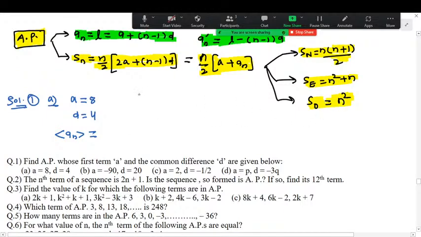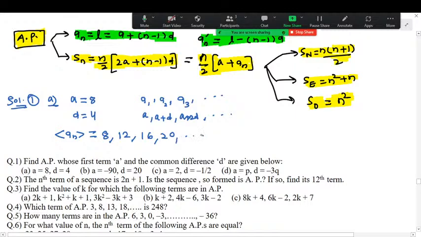The terms in an AP are a1, a2, a3, and they can be obtained as follows. The first term is a. The second term is obtained if we add d to this. The third term is obtained if we add d to a2, that is a plus 2d. Similarly, we can obtain any term by adding d to the previous one. That means if my first term is 8, we obtain the second term by adding 4, the next term by adding 4, and the next by adding 4. In this way, we can form the AP.